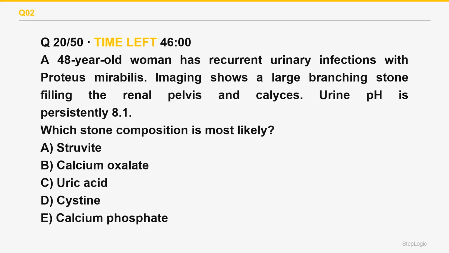A 48-year-old woman has recurrent urinary infections with Proteus mirabilis. Imaging shows a large branching stone filling the renal pelvis and calyces. Urine pH is persistently 8.1. Read the command, the stone composition. Urinary pH and the organism together identify the stone before any analysis returns.